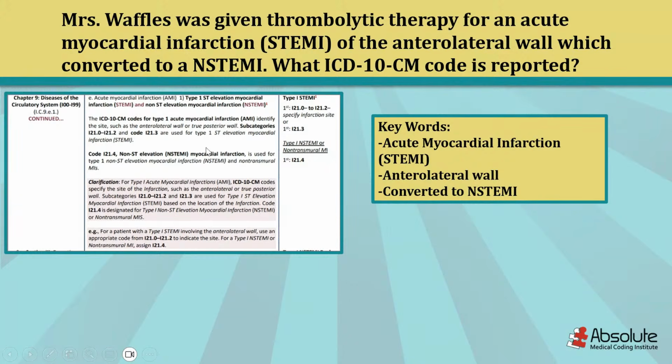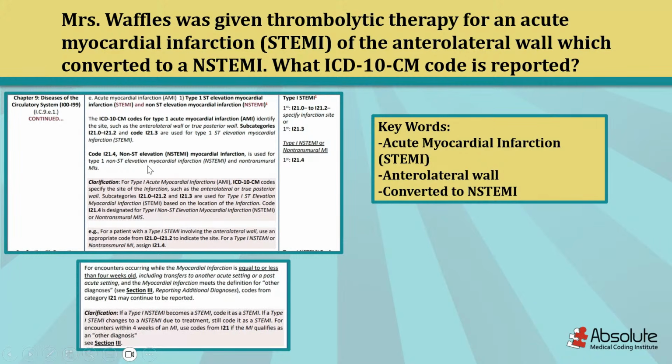So if you look on here right away, it tells you what category you're going to pick from. So it's pretty much just going to be one code. And then if you focus on here, it was a really long guideline, so I just shortened it. But like we were going over in our warm-up, it says if a type 1 NSTEMI becomes a STEMI, code it as a STEMI. If a type 1 STEMI changes to an NSTEMI due to treatment, still code it as STEMI.